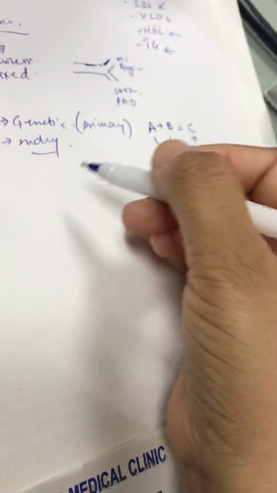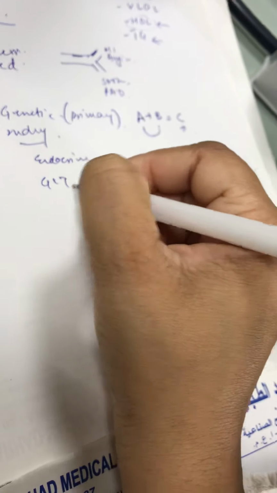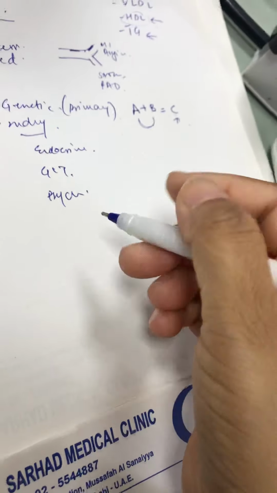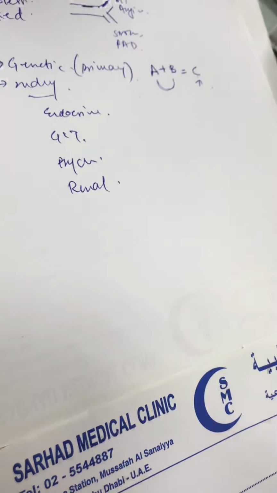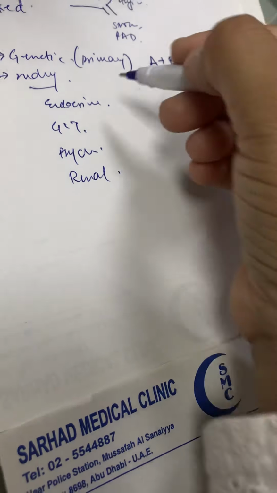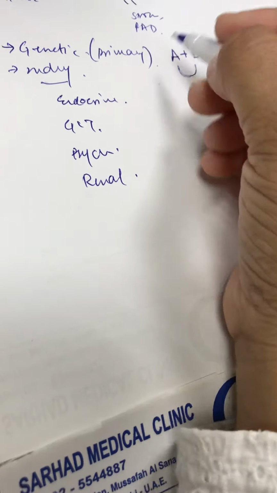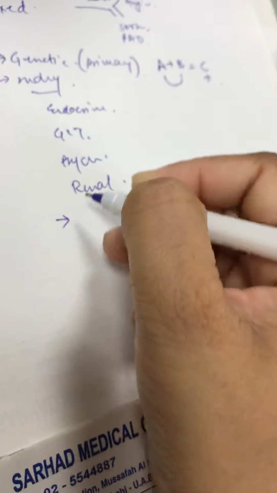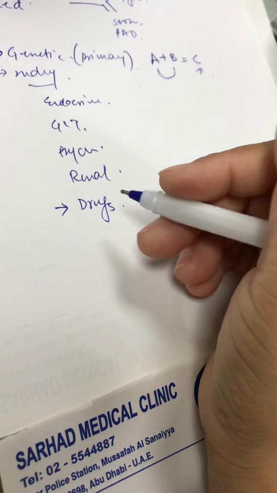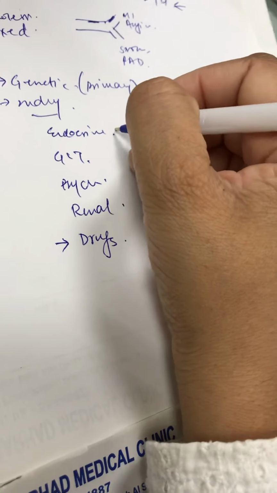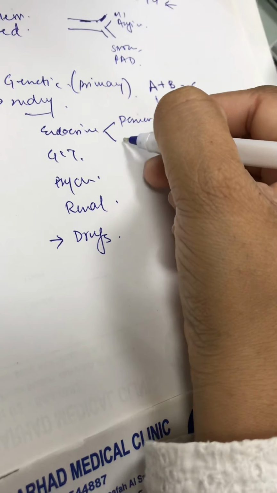However, there are certain systemic problems, including certain endocrine problems, certain GIT problems, and certain psychiatric issues. Then there can be some renal issues that can lead to hyperlipidemia, and a physician should focus upon these causes because then it would be treatable. If the underlying cause is treated, the hyperlipidemia will settle. And last but not the least important, drugs should be considered as a cause of abnormal lipid profile in the body.